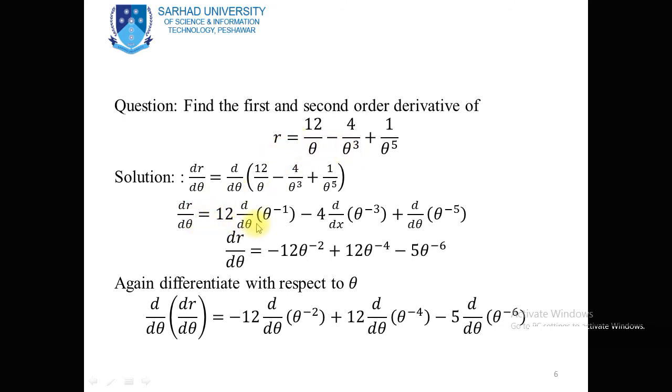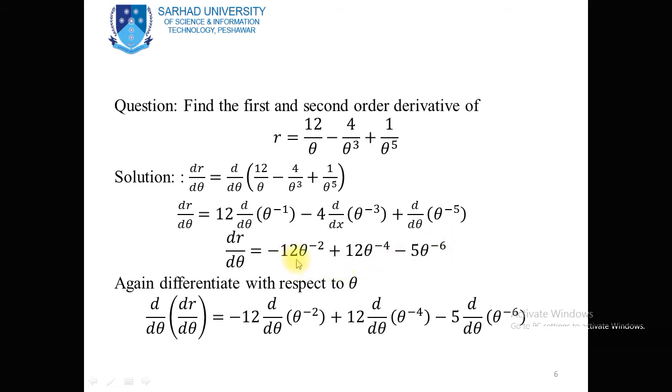So the derivative of theta power minus 1 with respect to theta using the power rule, multiply this power with the coefficient minus 12 and subtract 1 from the power, minus 1 minus 1 is minus 2, and similarly multiply this power with the coefficient plus 12 and subtract 1 from the power, minus 3 minus 1 is equal to minus 4. And now multiply this power with the coefficient and subtract 1 from the power, we obtain theta power minus 6.